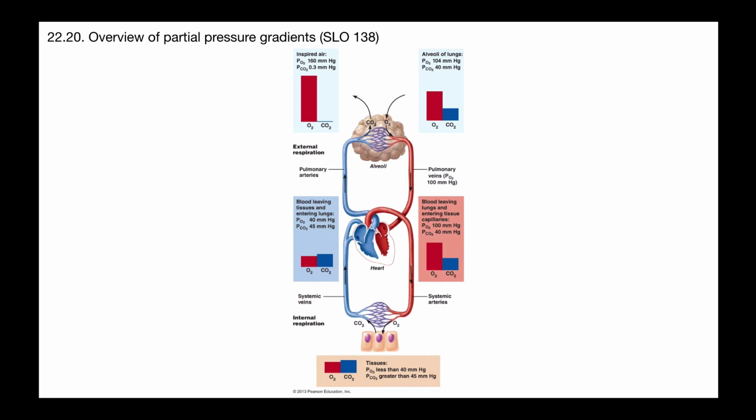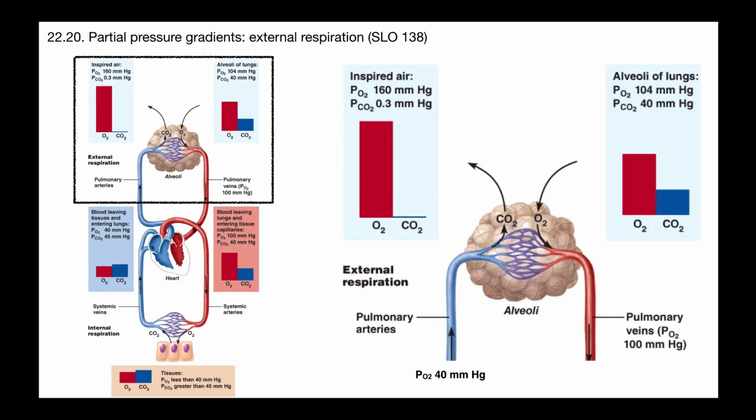Now, because this is a tall figure in your book, I'm going to break it out and zoom in on two parts of it. First, I'm going to focus on the external respiration part. The bar graphs here are showing you the different partial pressures of oxygen in red and carbon dioxide in blue. The room air, when it's inspired, has 160 millimeters of mercury of PO2, but only about 0.3 millimeters for carbon dioxide.